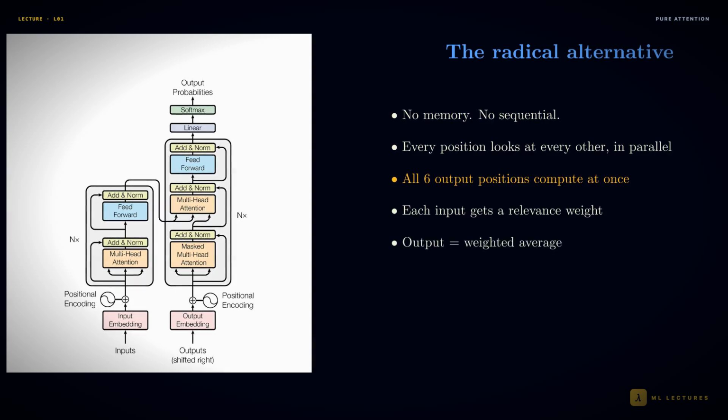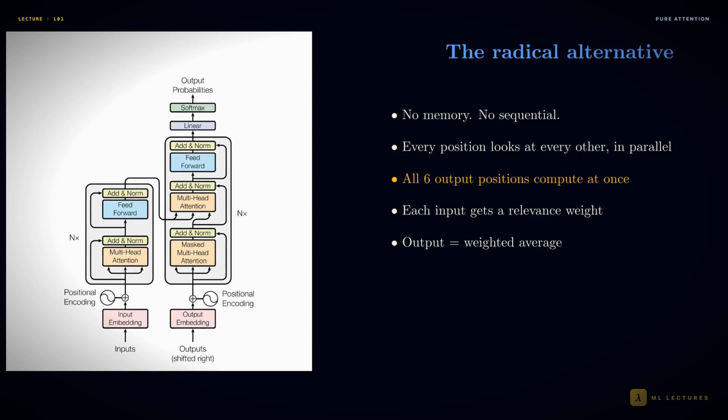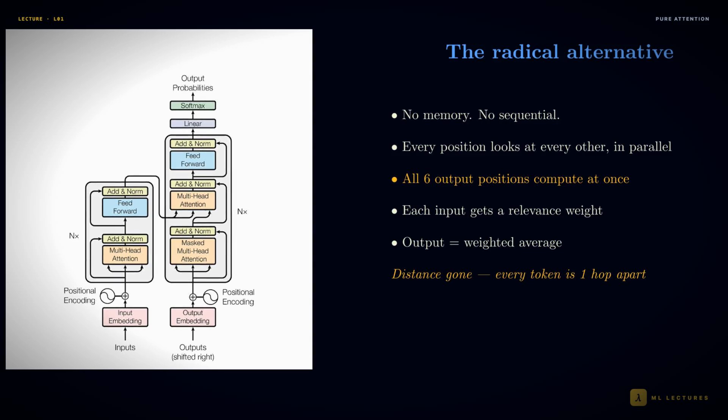2 huge wins. 1. Fully parallel. All 6 output positions compute at the same time. Order of magnitude faster on a GPU than an LSTM. 2. Distance disappears. Word 1 and word 100 are one hop apart. No forgetting. But how does the model know which words are relevant?